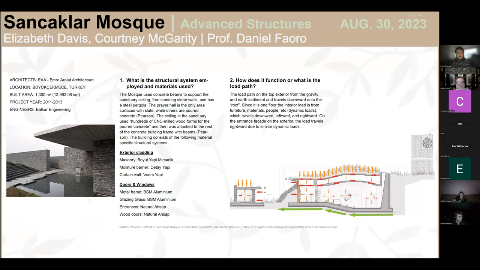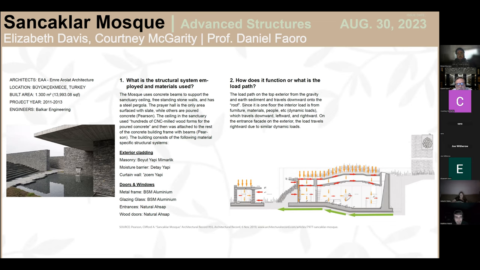So our building was the St. Clair Mosque in Istanbul, Turkey. What is the structural system employed and materials used? The mosque uses concrete beams to support the sanctuary ceiling. The exterior cladding is masonry, and then it has a moisture barrier and then a curtain wall. The doors and windows are metal frame, glazing glass, and the entrances are a type of wood that is native to Turkey. And then they also have wood doors.